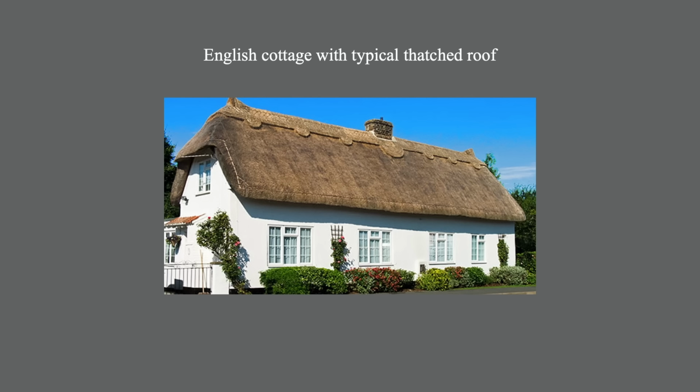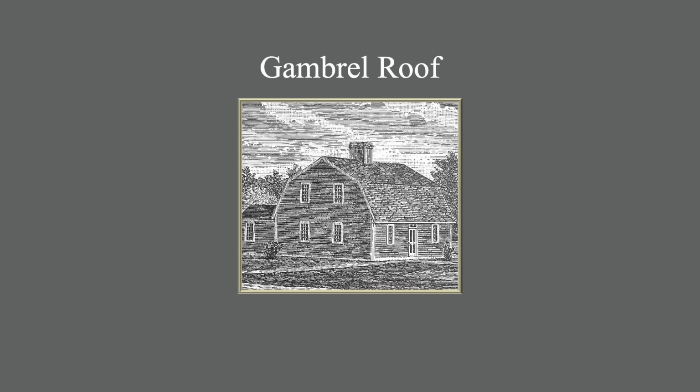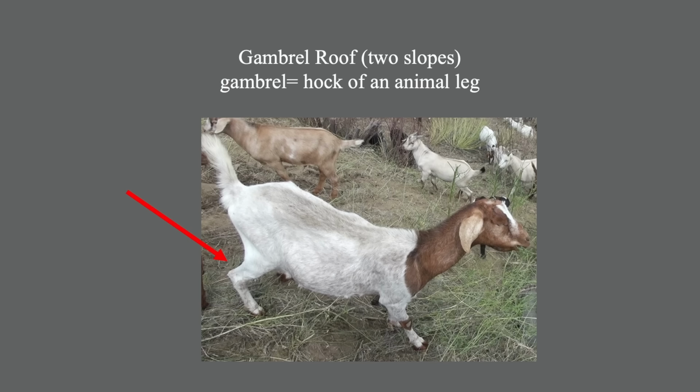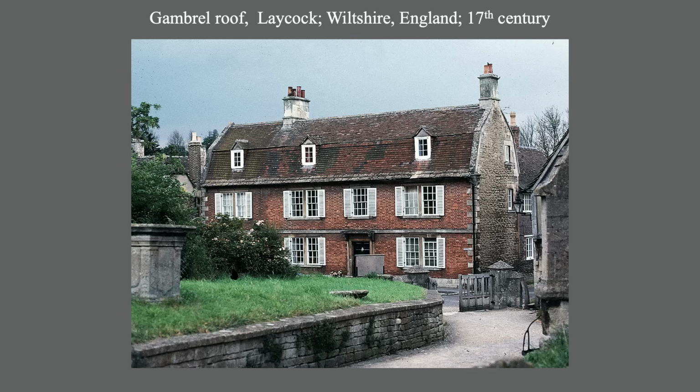Another common colonial roof form is the gambrel roof, which is a gable roof with two slopes on each side. The term comes from the word for the hock in an animal's leg. From that we also get the word gambol, which is the figure made by an animal's leaping. In this 17th century English house we see a gable roof broken with two slopes to make the gambrel.